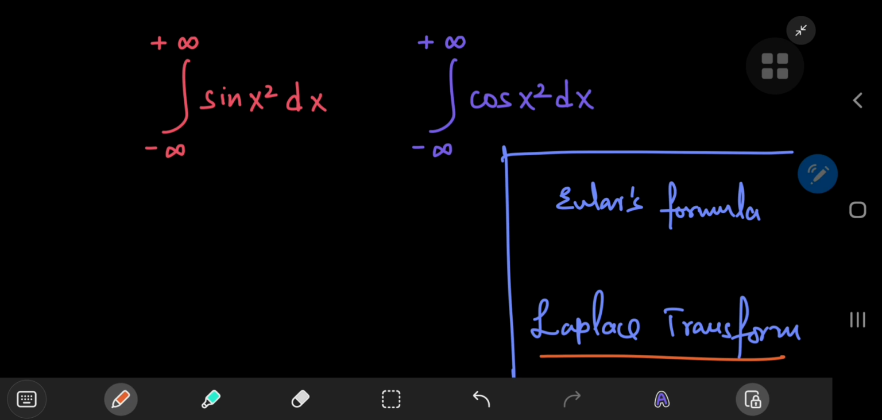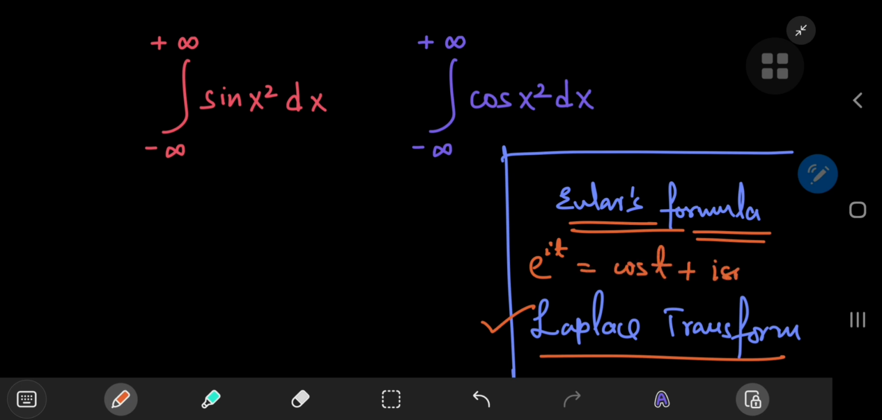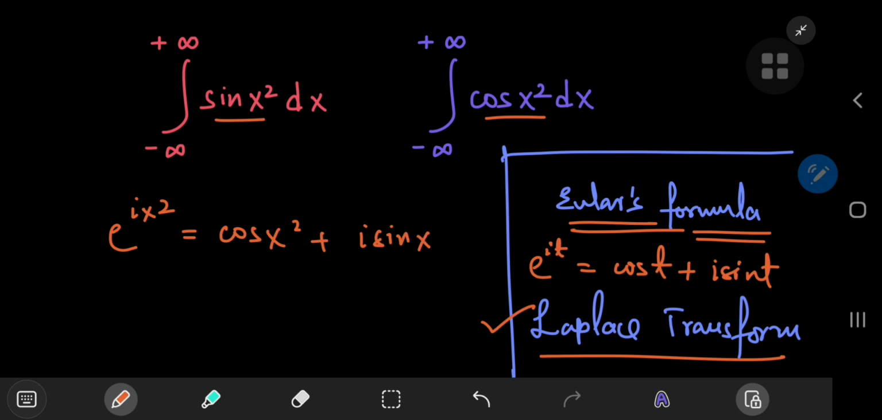technique using complex analysis. So in this video we need two tools. We need the Laplace transform and we need Euler's formula, which states that if you have e to the i times t, where i is the imaginary unit, this equals the cosine of t plus i times the sine of t. Just as before, we can connect these two integrals using Euler's formula by defining e to the ix squared, because this is in fact equal to the cosine of x squared plus i times the sine of x squared.